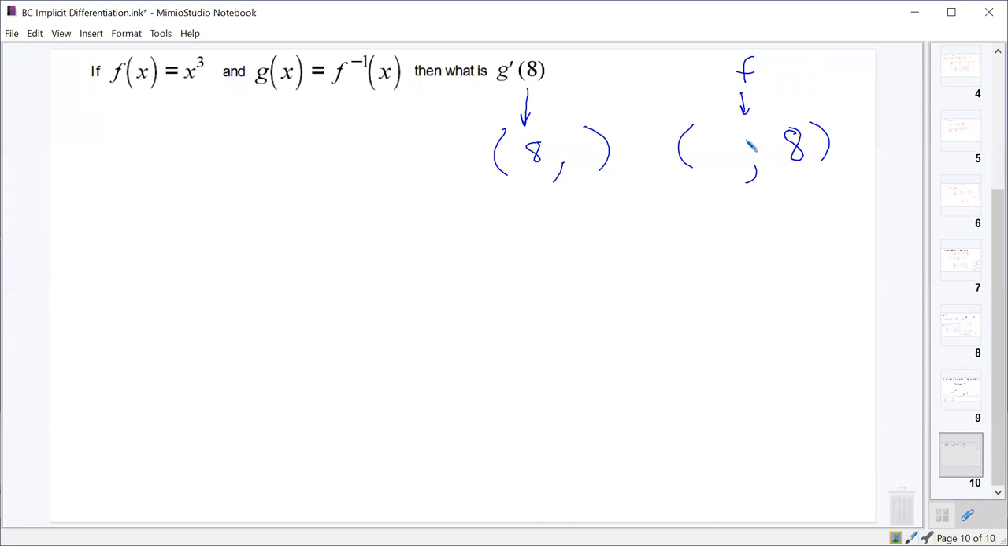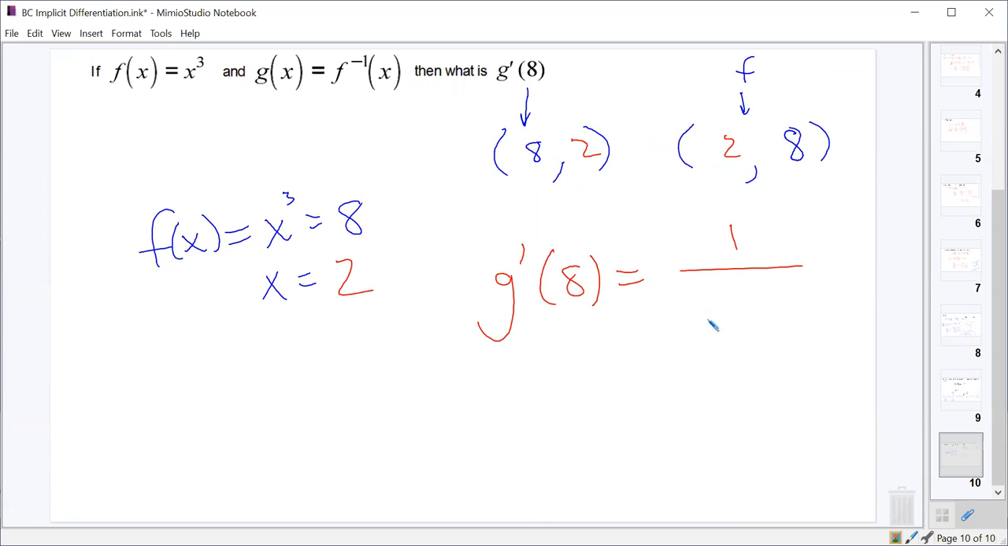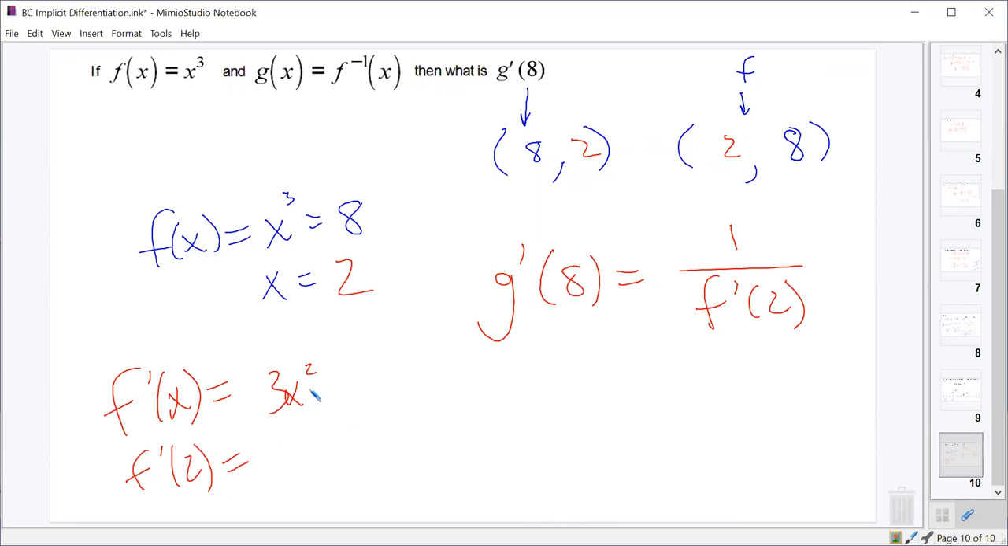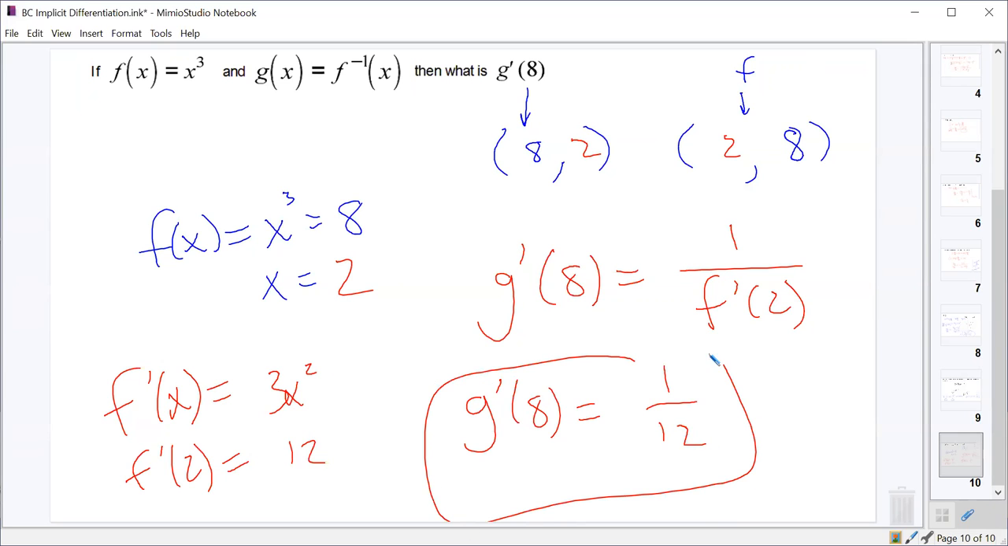Well, we know that that value occurs when f of x equals 8. So that would be at an x value of 2, which makes both of these a 2, which tells us that g prime of 8 ought to equal 1 over f prime of 2. And f prime of x is 3x squared. And that makes f prime of 2 equal to 3 times 2 squared, 12. So g prime of 8 ought to equal 1 over 12. Good or no?